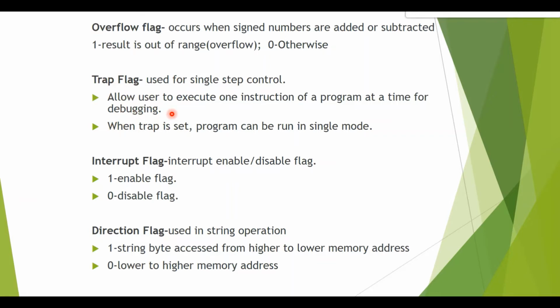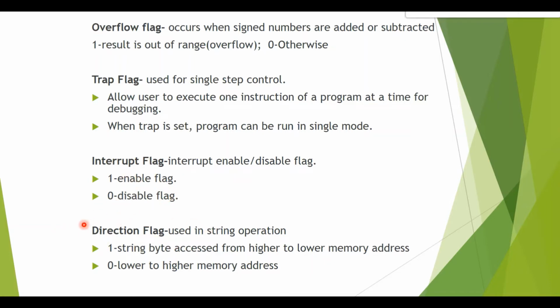So when this flag is set, then the program will run in the single mode operation. That means it will execute the program step by step. Then we have the interrupt flag to enable the interrupt enable flip flop of the microprocessor. We use this flag. To enable it we have to set the flag, or if we want to disable it we have to reset it. Clear? By using the instruction we can enable the flag or disable the flag.